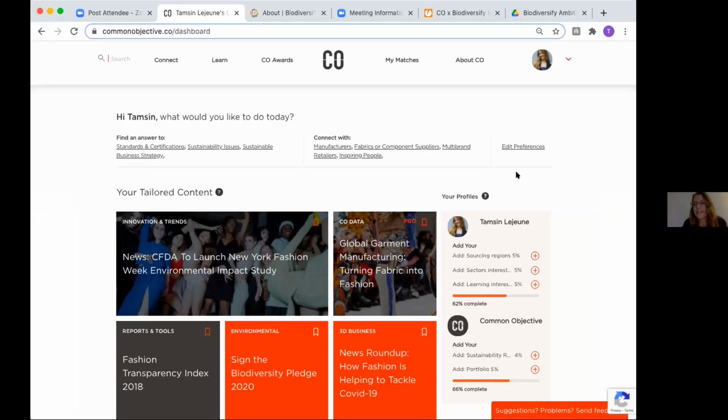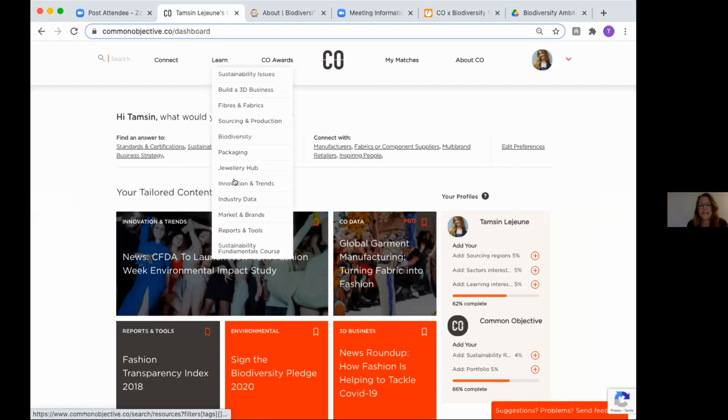And also to mention that we are launching our awards this week. I'll show you how those work on the site also. They're a means that we can put the spotlight on businesses that are operating in a sustainable way and pioneering in best practice. So I'm going to start by showing you the Biodiversity Hub.